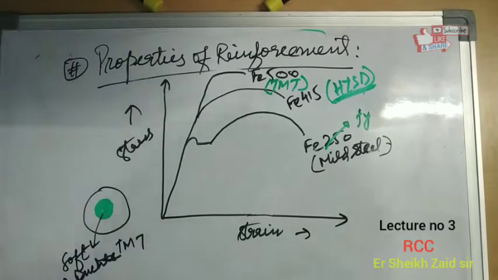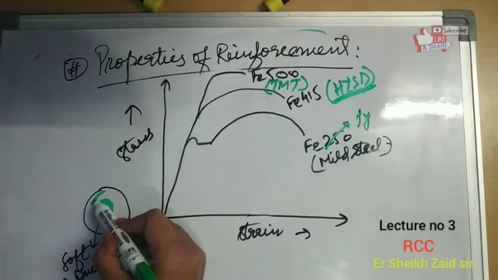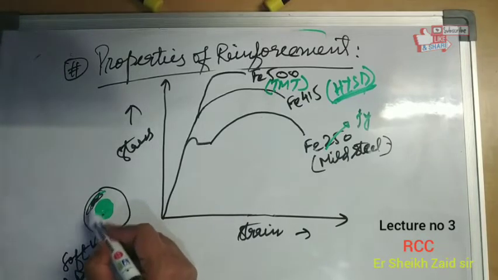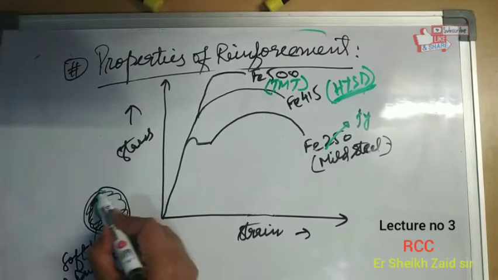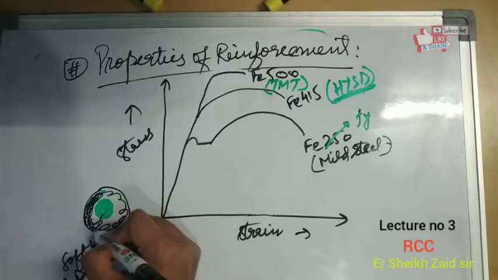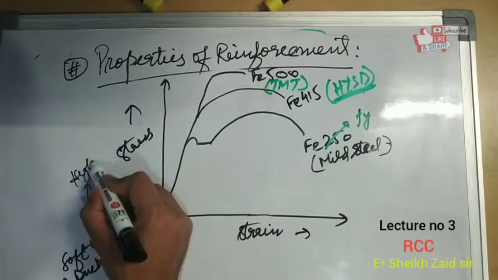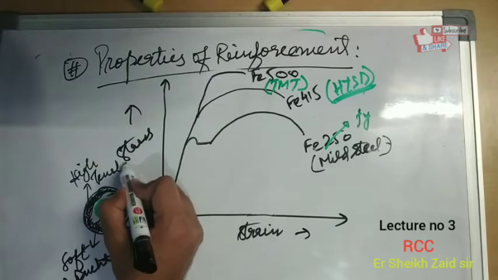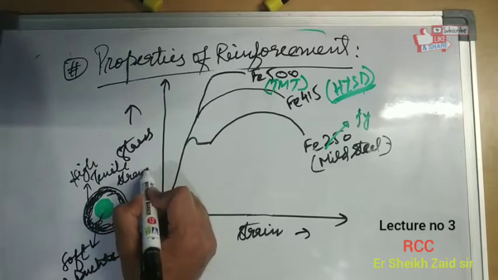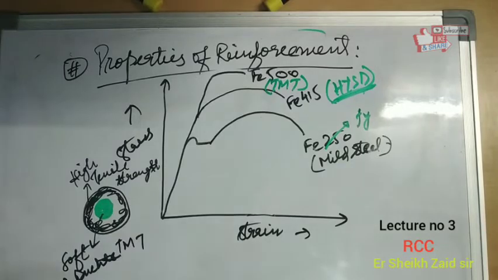Whereas the outer covering, the outer shell, has very high tensile strength. So this was all about properties of reinforcement and different types of reinforcing steel.